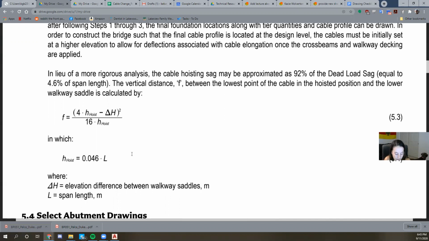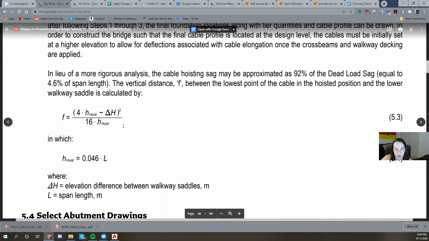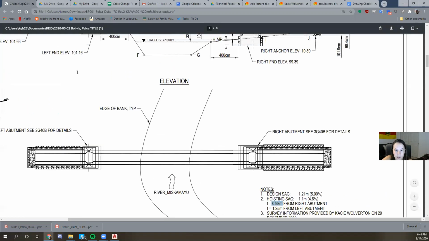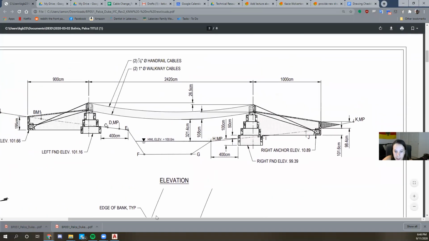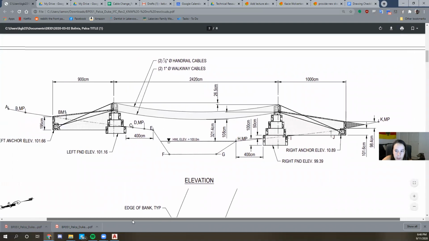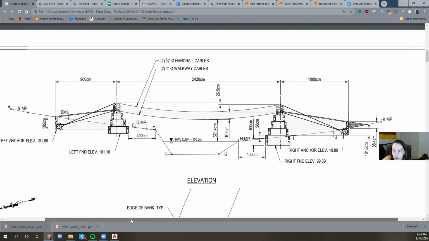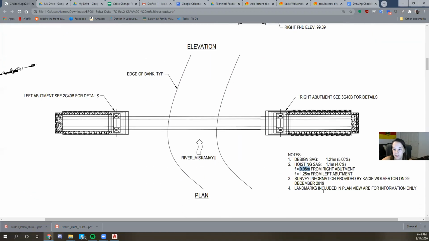Basically, that's the process. Let's start with the hoisting sag. We will plug in our H values. The example I'm going on is this bridge here. It's a 24.2 meter span bridge. When I multiply that by our hoisting sag of 4.6%, I get this value down here at the bottom of the layout drawing, and that's our 1.1 meters.